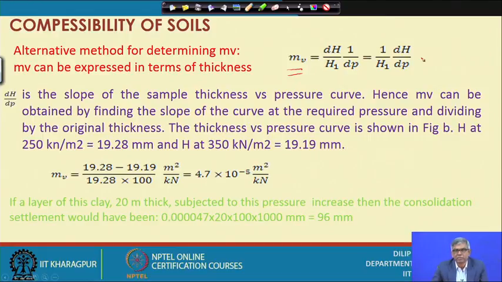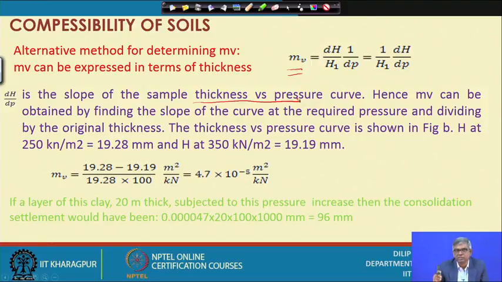So, if I simplify this a little, it is 1 by H1 into dH by dP. In the previous method, we calculated for a particular pressure what the thickness was, and based on that thickness the corresponding void ratio at each stage. But here we can see there is a way out without calculating the void ratio; directly based on thickness we can do the mv calculation. So, ultimately mv equals 1 by H1 into dH by dP. dH by dP is the slope of the sample thickness versus pressure.